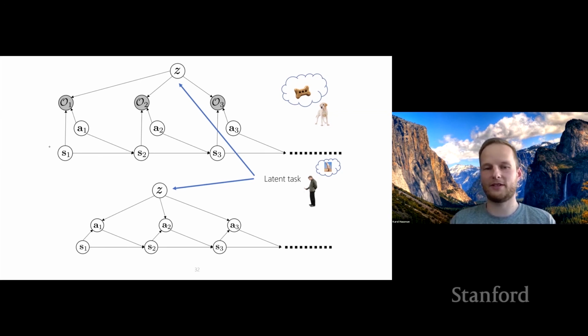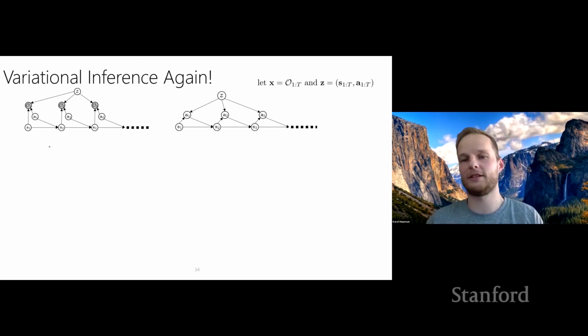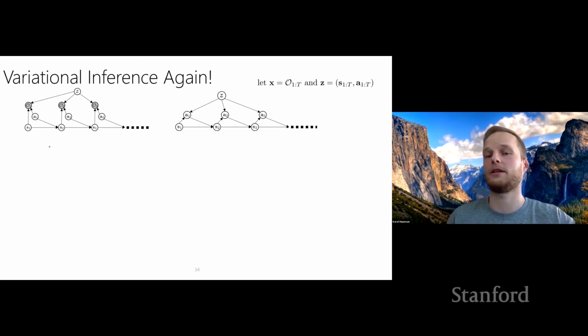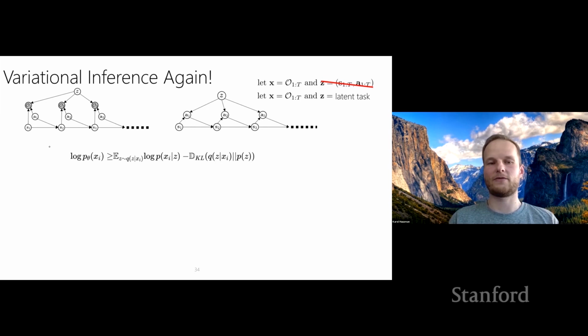All right, so we have that additional z. What will we do? Well, we'll apply variational inference again. Right? This is the tool that we know how to use. Let's try to use it. In this case, we'll change it a little bit. So before we had x's as the evidence, so as our optimality variables, and z's were the trajectory, so all the states and actions. I'll change it a little bit and say that x's are still the optimality variables, but z is the latent task. Okay. And then we had our variational lower bound that we derived at the beginning.